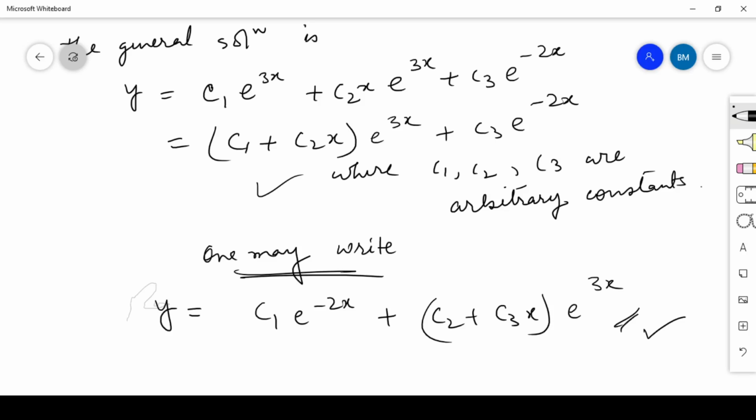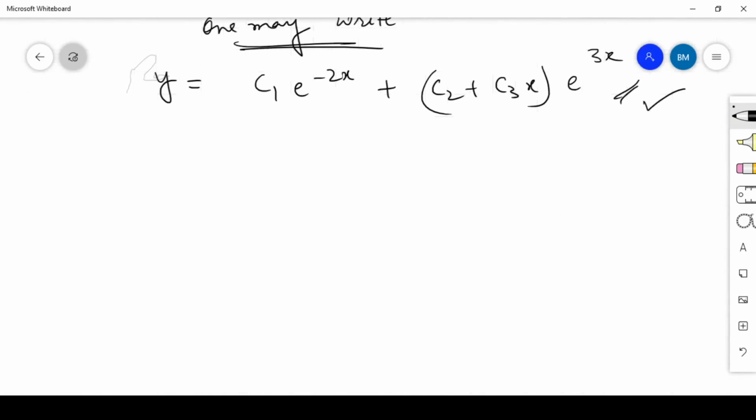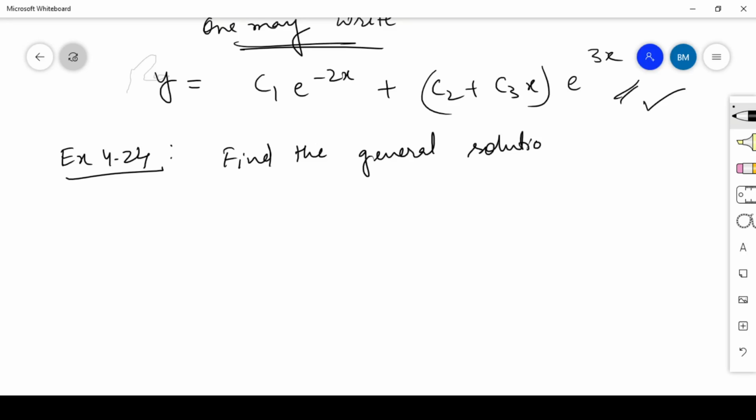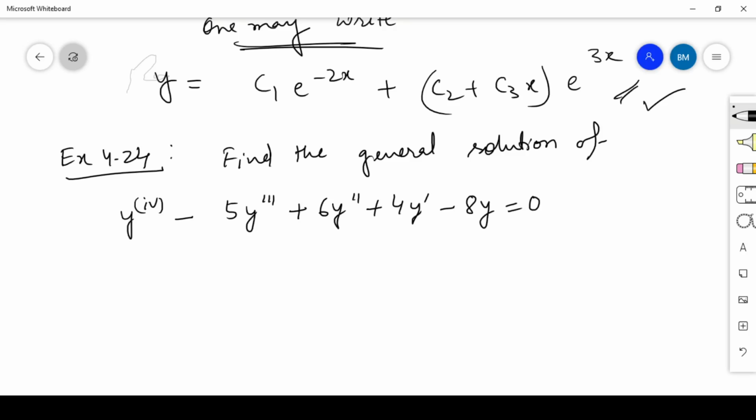Now take another example. Example 4.2. Find the general solution of y fourth order derivative minus 5y triple prime plus 6y double prime plus 4y prime minus 8y is equal to 0. Call this equation 1.